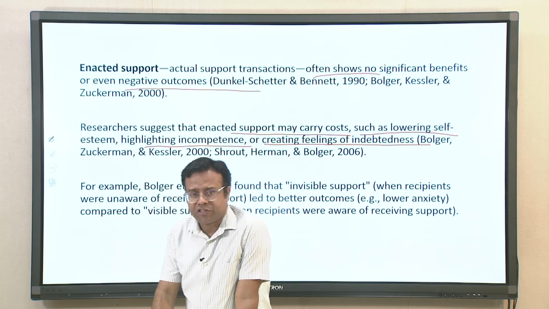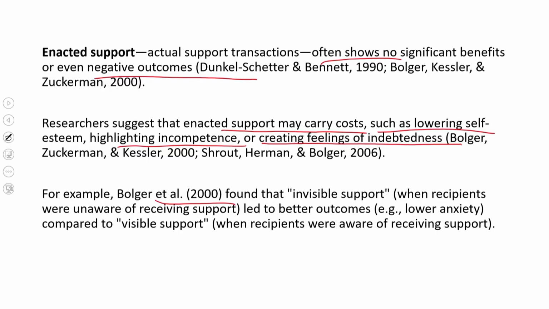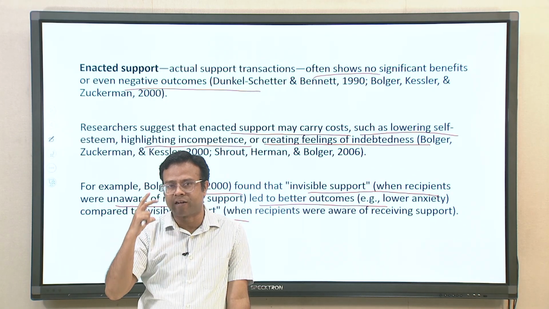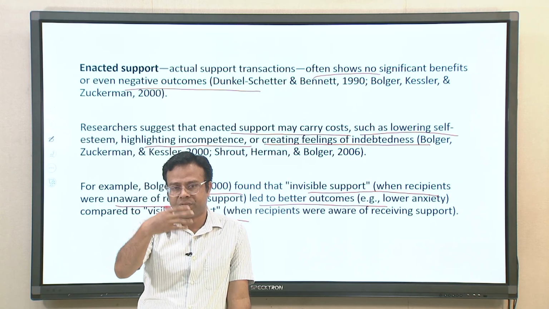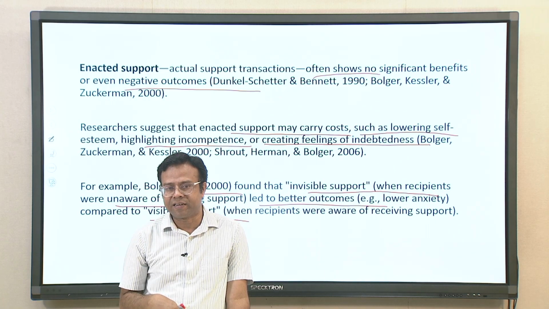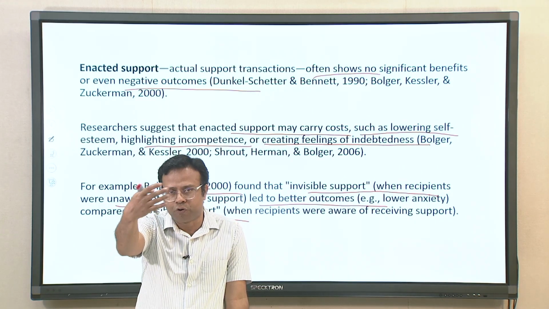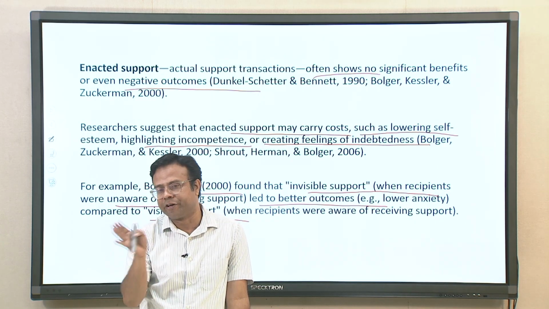For example, in some research, Bolger and colleagues found that invisible support, as we discussed, where you are not aware who is giving you support, led to better outcomes compared to visible support, when you know someone is giving. Why did invisible support lead to better outcomes? Because there is no cost involved; you do not know who is giving. So, the pressure, psychological aspects, and feelings of indebtedness could be much less in case of invisible support, because you do not know who the person giving you support is.